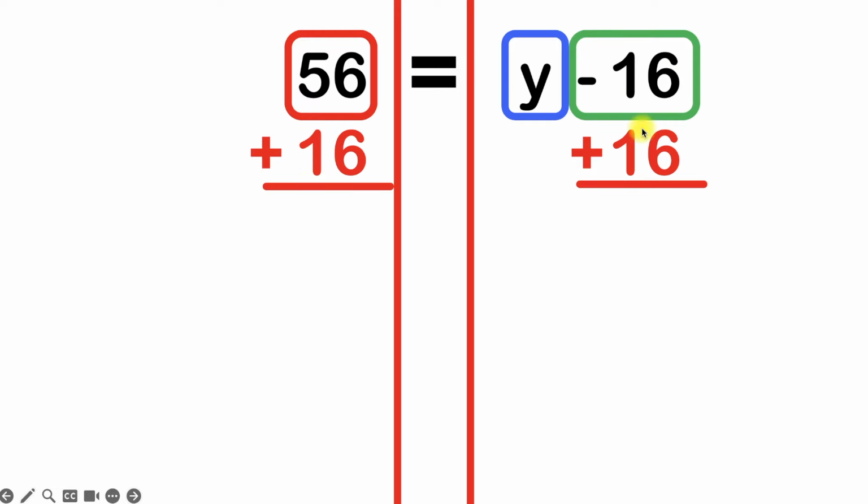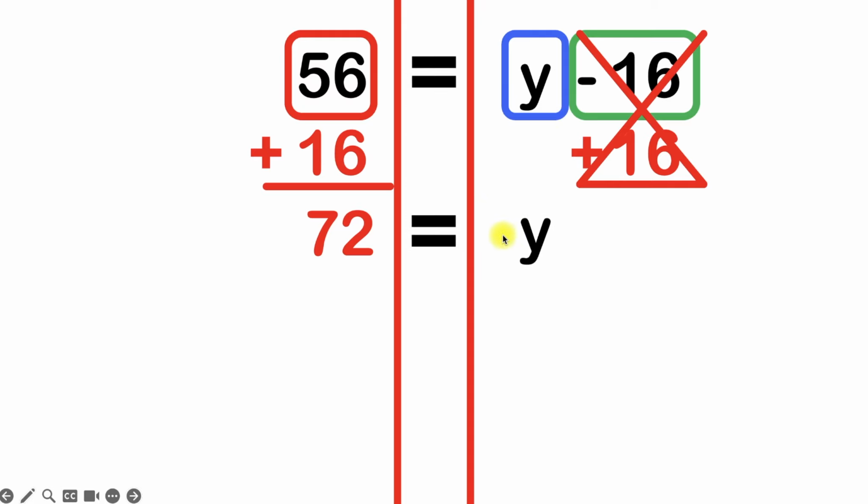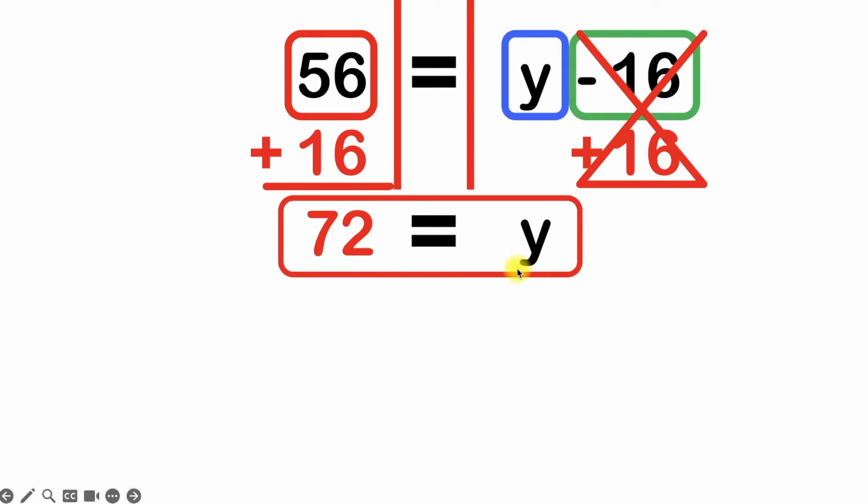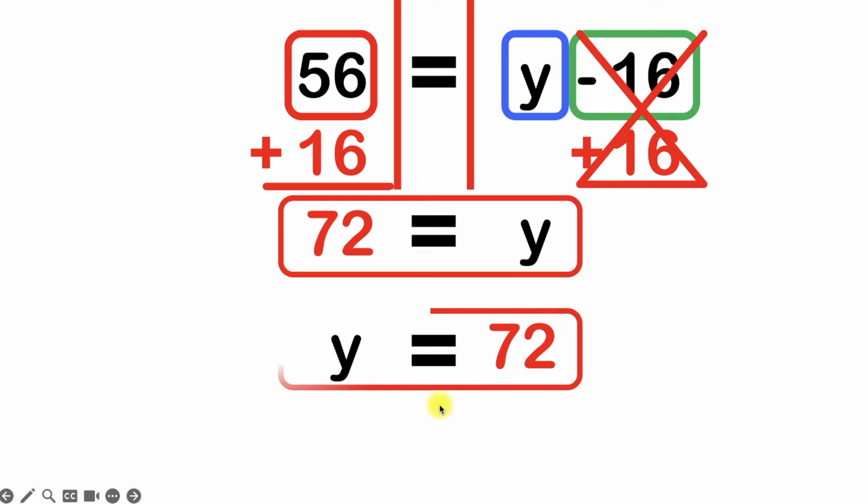So what happens to these 16s? Well, they're going to cancel out. And what's 56 plus 16? Well, that's 72. Then I'll just bring down the equal sign, bring down the variable, and we're done. So our solution is 72 equals y. Remember, it doesn't matter what side the variable is on and what side the number is on, because it's equal, which means you could also write it like this, and that would be totally fine. So you could say 72 equals y, or y equals 72. Either way, that's our solution to this equation.